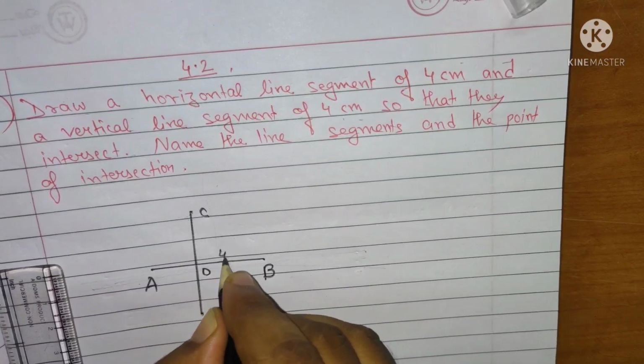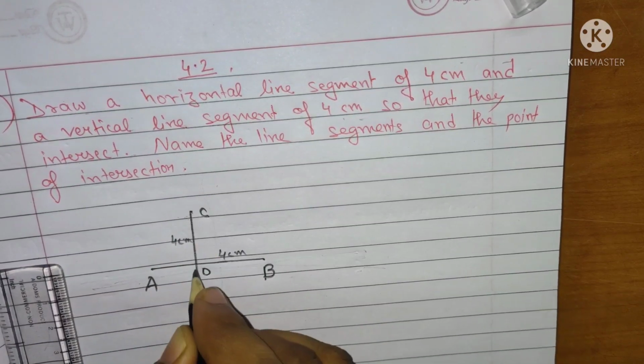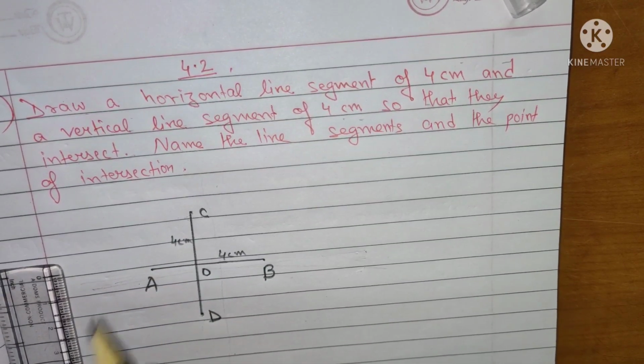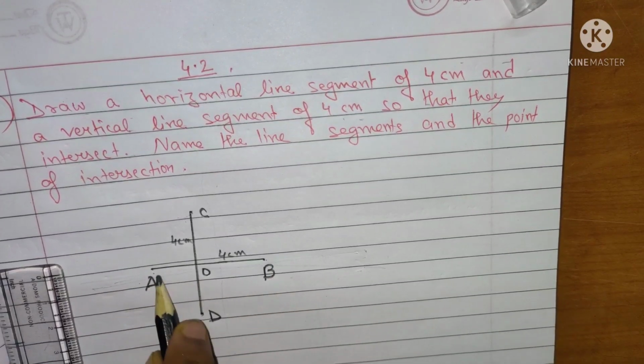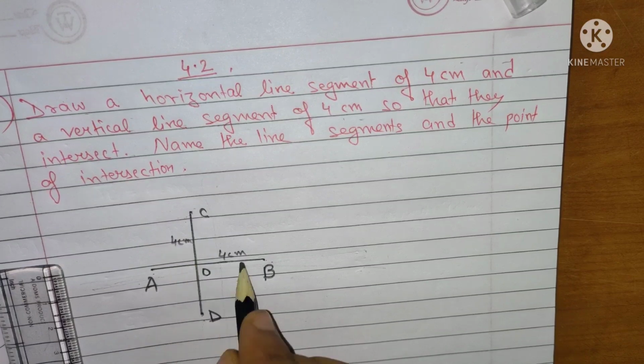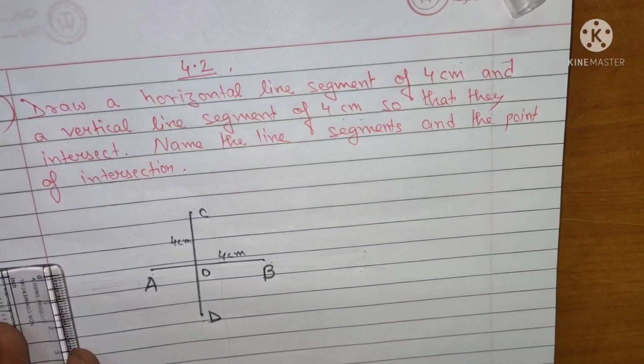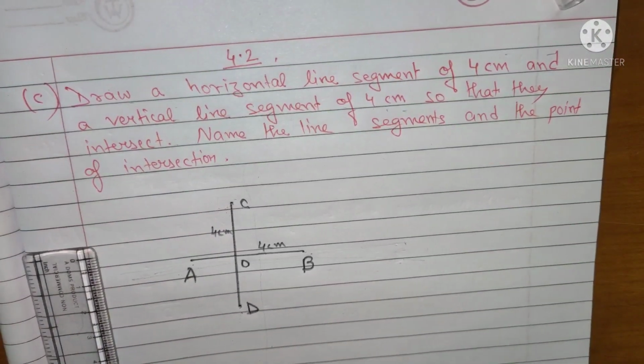Now this is also 4 centimeter and this is also 4 centimeter, and they are intersecting at O. So we have named the horizontal line segment AB and the vertical line segment CD, both 4 centimeter each. So this is how we have to draw the horizontal line segment and vertical line segment of 4 centimeter each, which is question number C of 4.2. Clear? Okay.